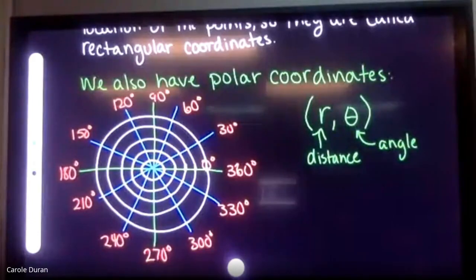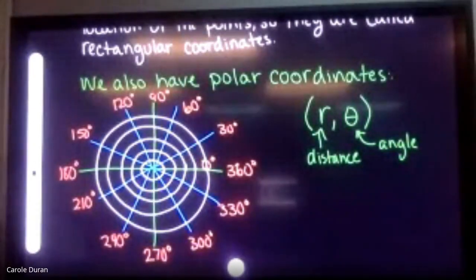R is not radius, that is distance. Right, in theory, you could think about it that way, but that makes it seem like we're working with a circle. We're really not. We're just working with one particular point.